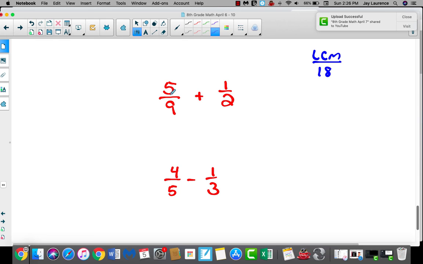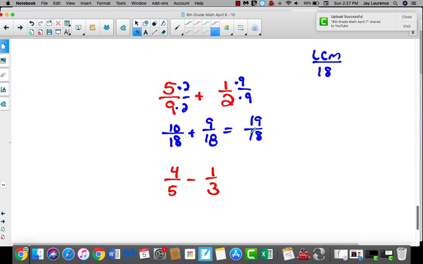How many 18ths is this? Well, I'd have to multiply the 9 by 2 to get 18. Well, I'd have to multiply the 5 by 2. And so that's 10 18ths. 5 9ths and 10 18ths have the same value. To turn the 2 into 18, I have to multiply by 9, which means I have to do that to the numerator. And so this is going to be 9 18ths. And when I add these together, I'm going to get 19 18ths. Yeah, that's exactly what it means.